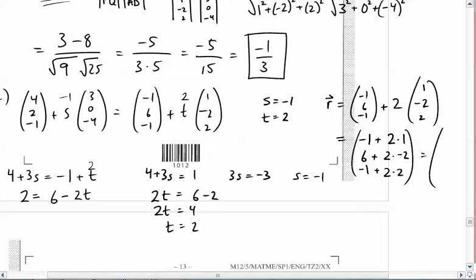So negative 1 plus 2 is 1. Negative 4 plus 6 is 2. And 4 minus 1 is 3. Oh, cool. 1, 2, 3. And we can also check if it works the same for this line. So 4 minus 3 is 1. 2 plus 0 is 2. Negative 1 plus 4 is 3. Yay, it works.